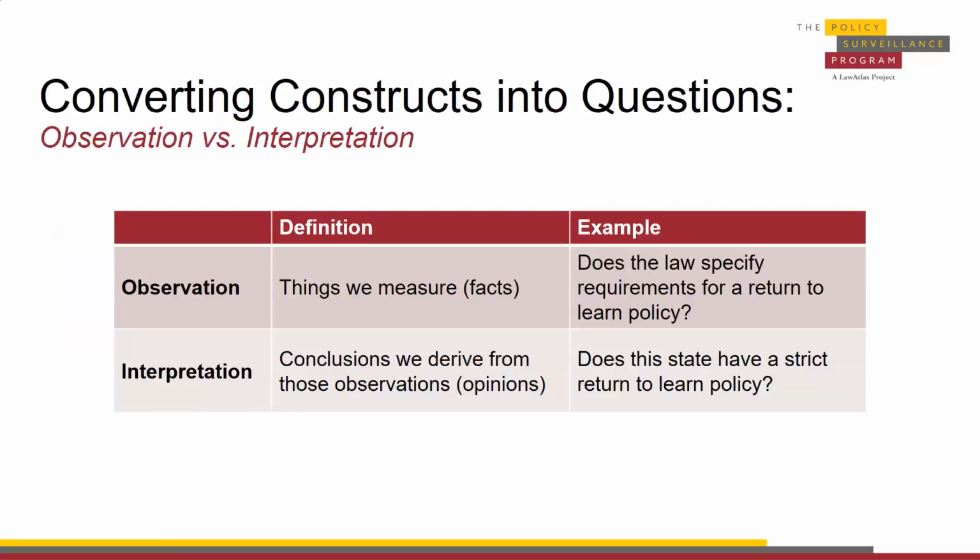Policy surveillance focuses on features of the law that you can actually observe, and it's not a person's interpretation of what the law does. You also, this is a very important point, want to avoid making compound questions. This is something that I've come across in doing question development. Compound questions can really confuse the coding. So you don't want to ask a question like, does the state have a law restricting return to learn or return to play? Because you might come across a situation where the state might have a law restricting return to learn but not return to play. And then different coders are going to code that differently depending on how they're interpreting that. So compound questions really lead to issues in coding later, so it's important to avoid those.